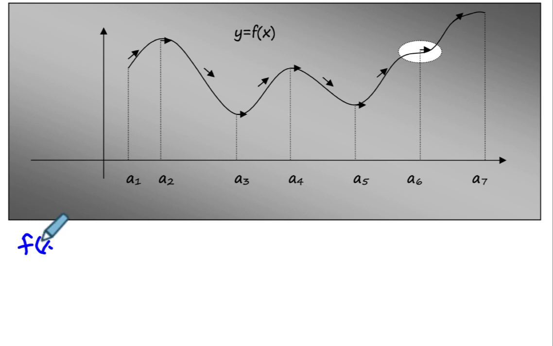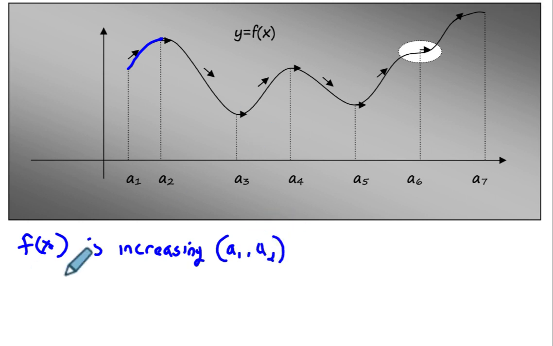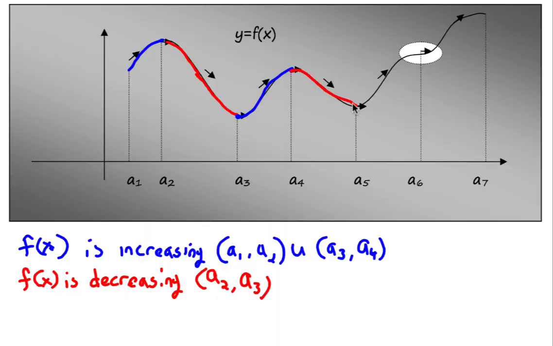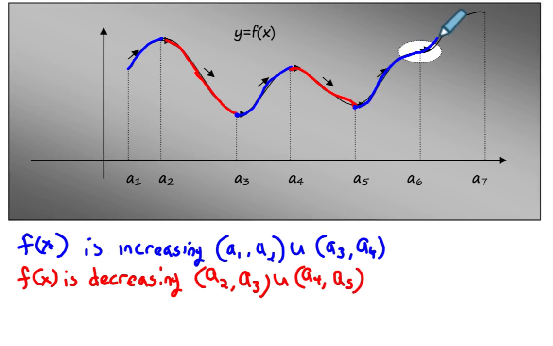Continuing our knowledge of what we know about this function, next I'm going to look at the graph of f of x and find all the intervals in which the graph is increasing. Therefore, we're increasing on the open interval from A1 to A2. And f of x is decreasing on the interval from A2 all the way down to A3. Then the graph starts increasing again until it gets to A4, so increasing on the interval from A3 to A4. Then the graph starts going down, so we're decreasing on the open interval from A4 to A5. Switching to increasing, and this time it increases all the way to the end of the graph. So from A5 to A7, our function is increasing.